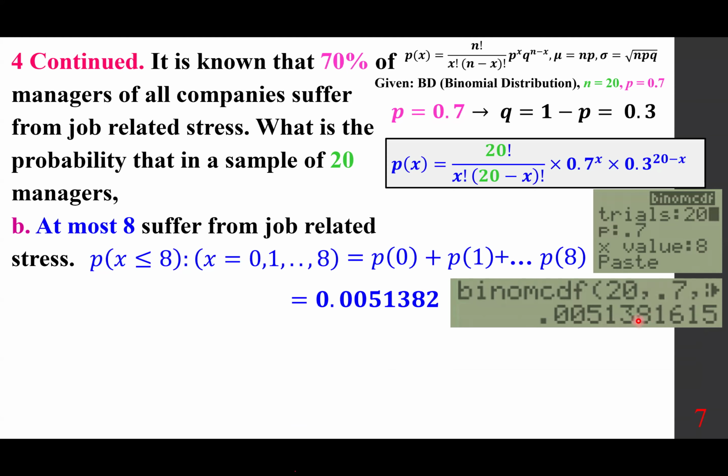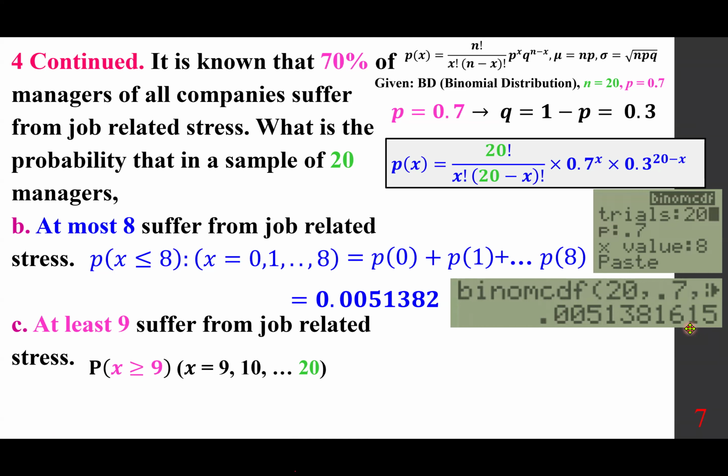If we stop, look at this one, 8, 1. 1 next to it is 6. If you stop at 1, it changes to 2. Again, you put all the digits that you have here, unless they ask you for a specific number of decimals. Having said that, what about at least 9 suffer from job-related stress? Probability of X larger than or equal to 9, which means probability of X equals 9, 10, and all the way to N, whatever it might be.